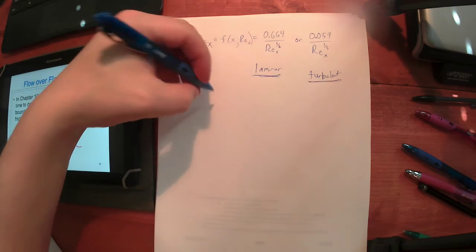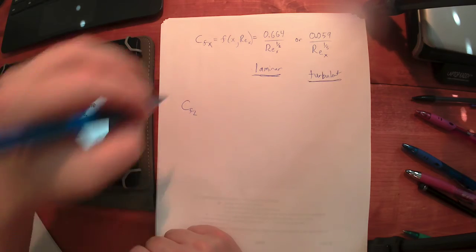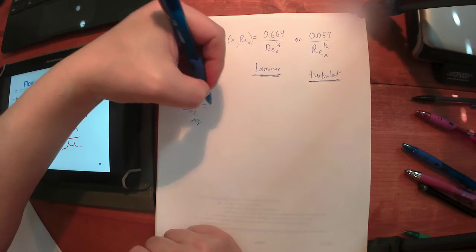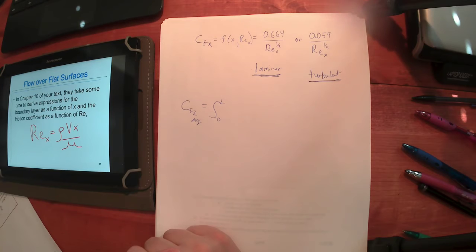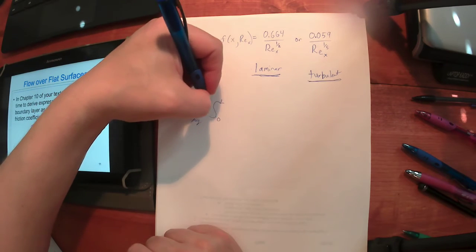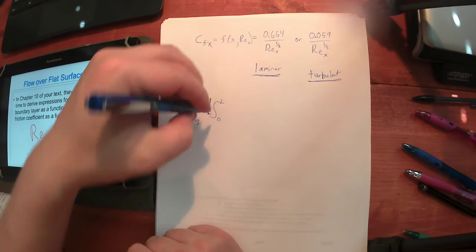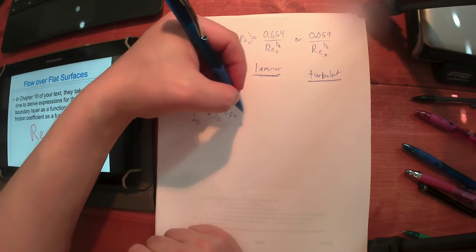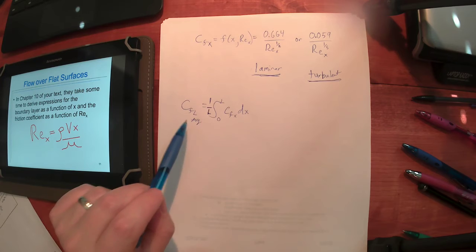Well, to find that, I need the coefficient of friction across the entire length, or the average coefficient of friction across the entire length. Well, what we do is we're just going to integrate from 0 to length L across the entire length, and I'm going to multiply by 1 over L because it's going to be an average. So 1 over L times this integral from 0 to length, the coefficient of friction at every x value, and integrate that with respect to x, or along the x-axis. This will give us the average coefficient of friction.